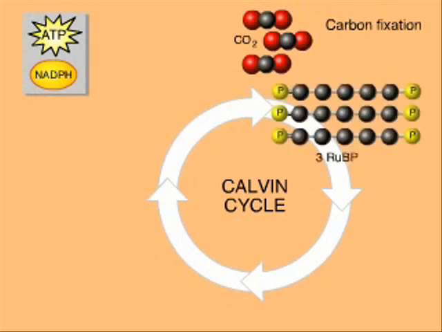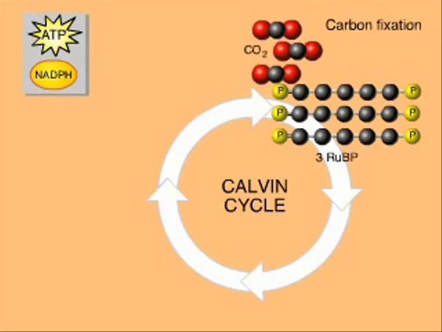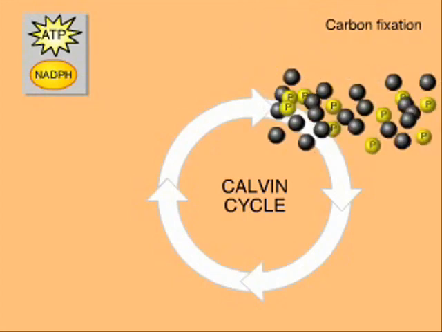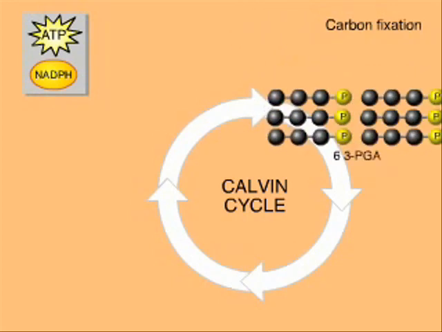3 molecules of carbon dioxide are added to 3 molecules of a 5-carbon sugar called RuBP. These molecules are then rearranged to form 6 molecules of 3-PGA, which has 3 carbons each.